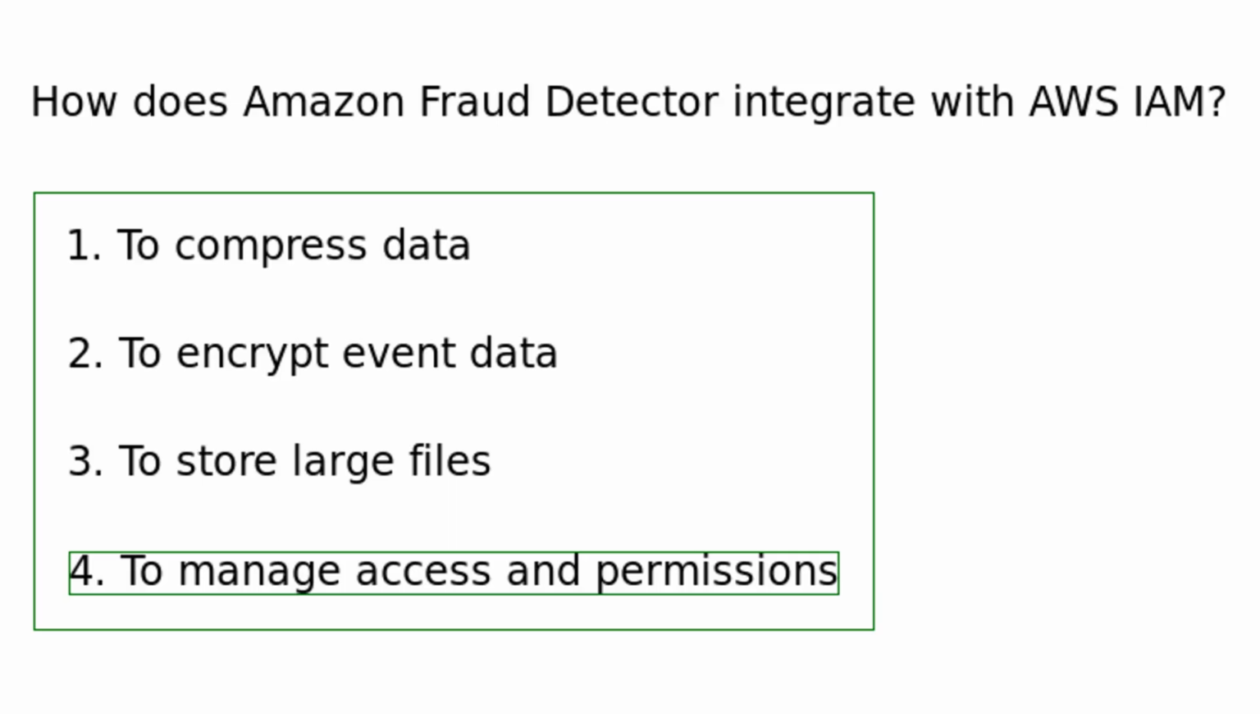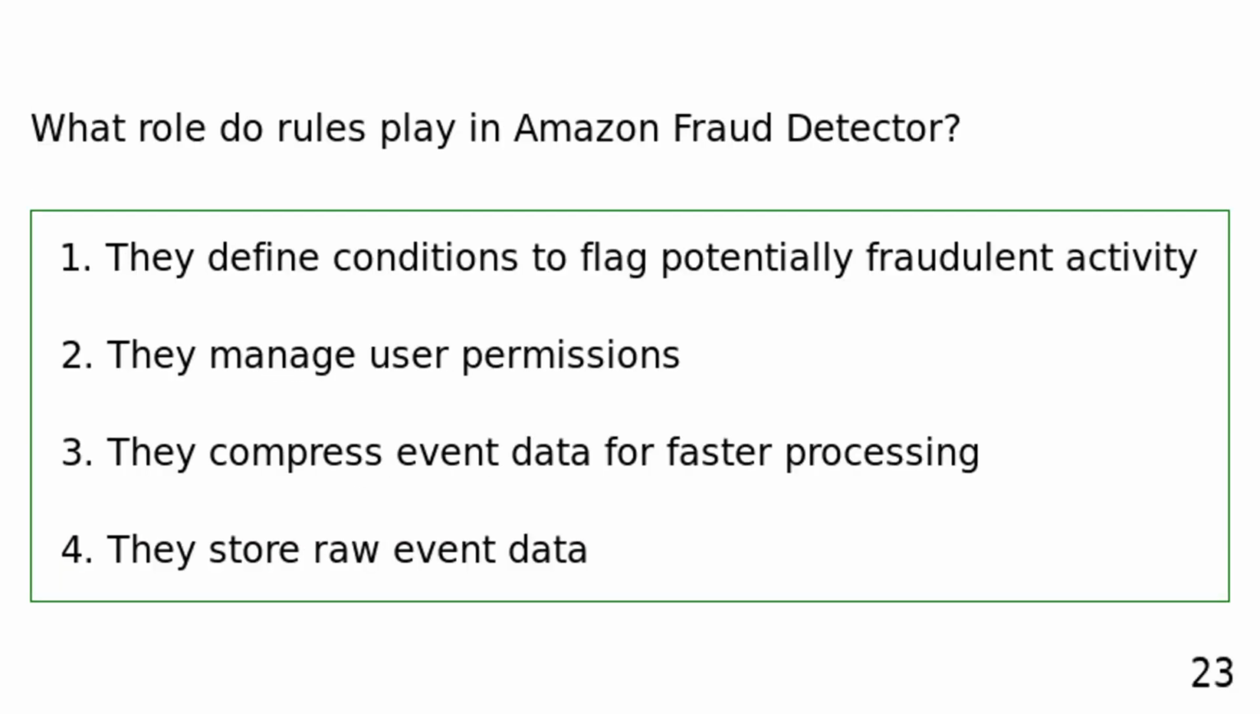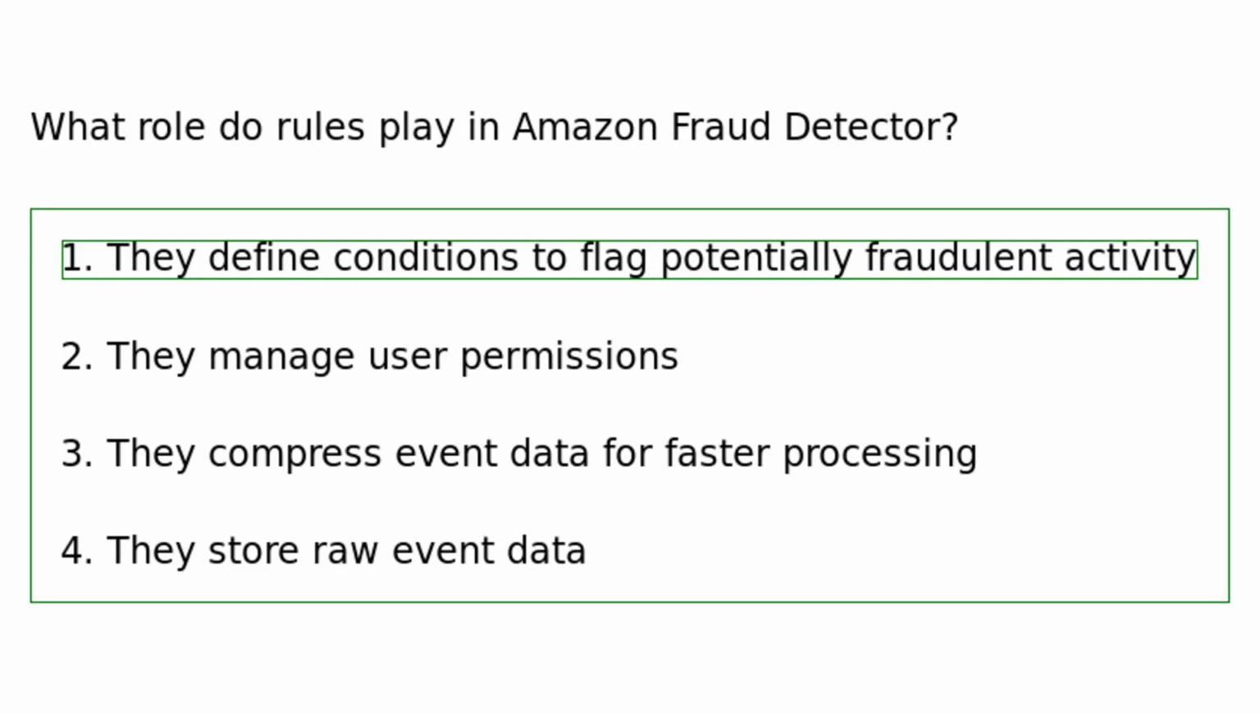Amazon Fraud Detector integrates with AWS IAM to manage access and permissions for users and services. What role do rules play in Amazon Fraud Detector? They define conditions to flag potentially fraudulent activity. They manage user permissions. They compress event data for faster processing. They store raw event data. Rules in Amazon Fraud Detector define conditions under which an event should be flagged as potentially fraudulent.